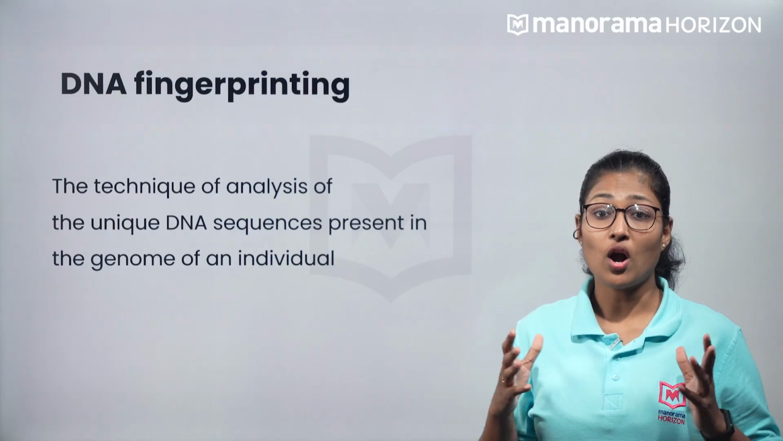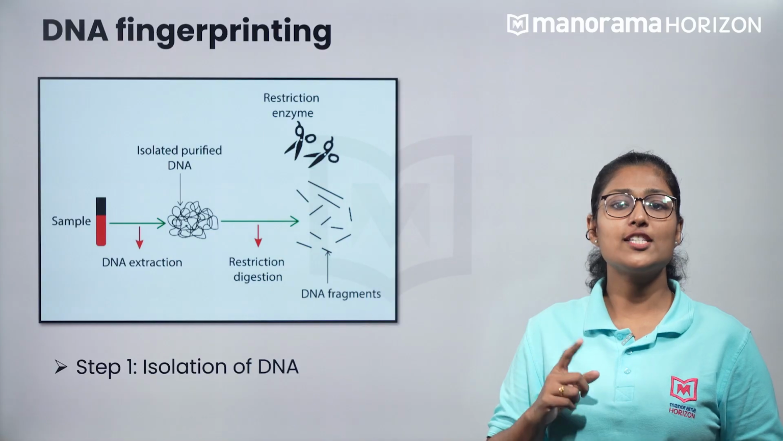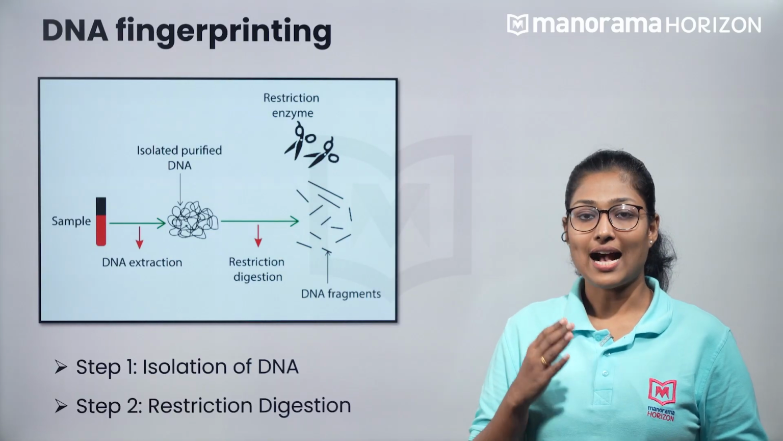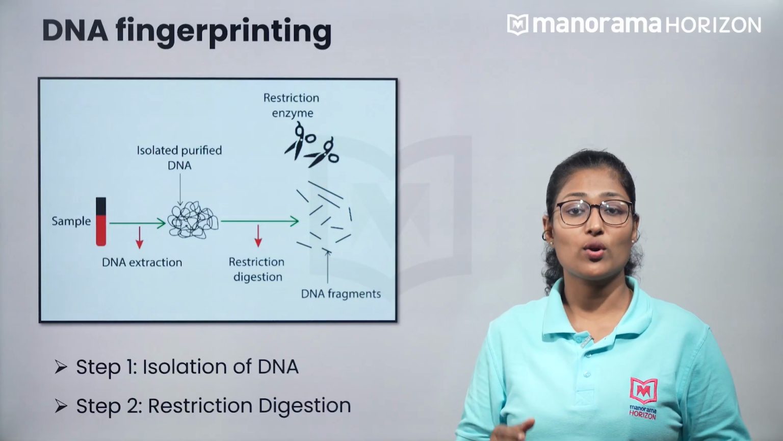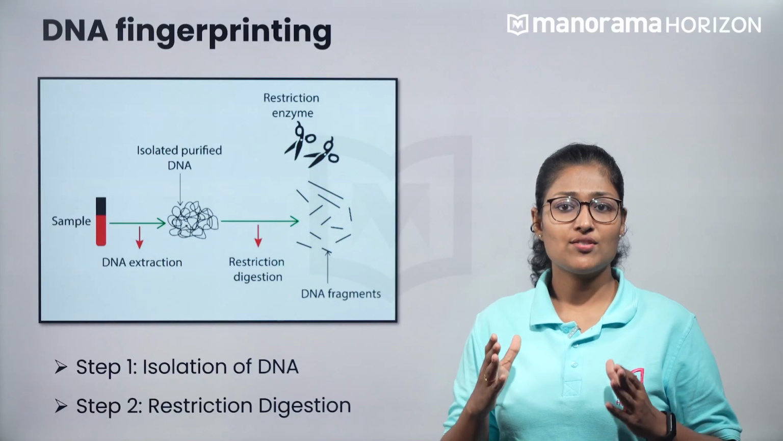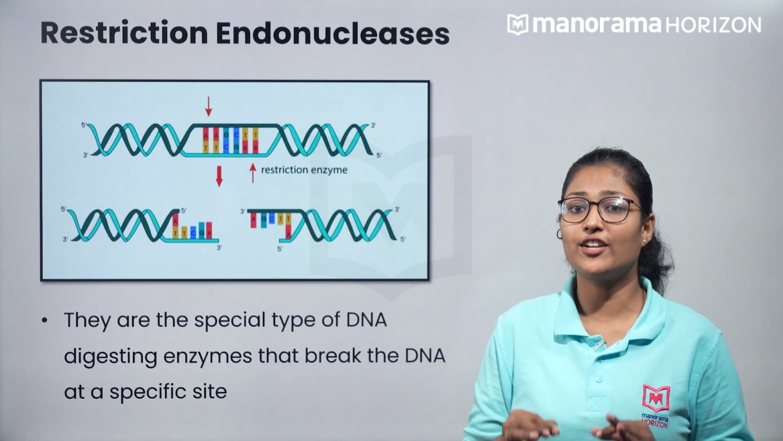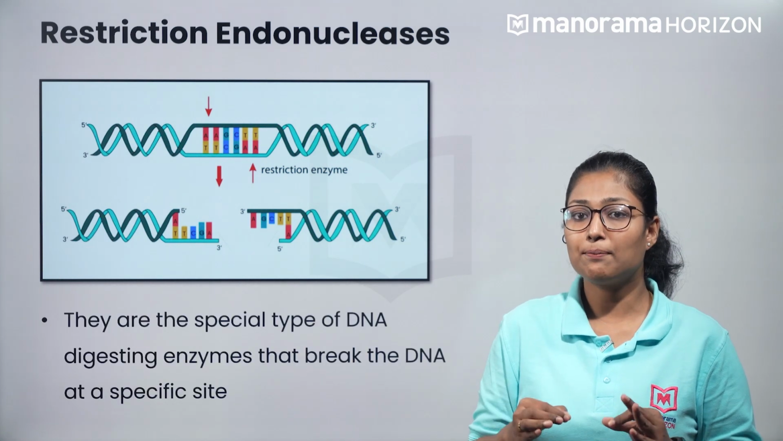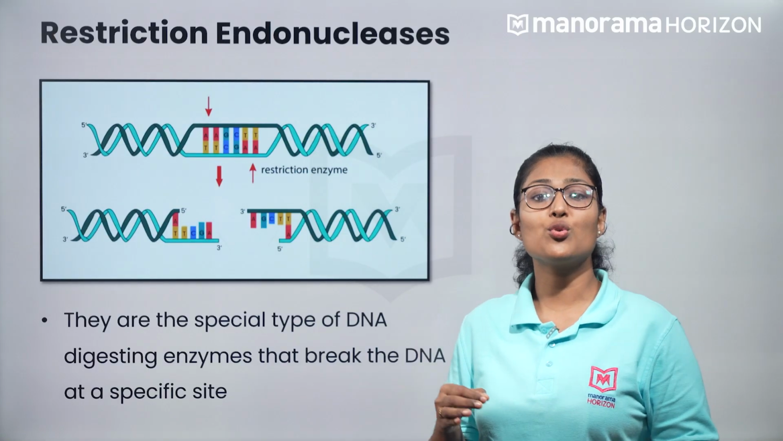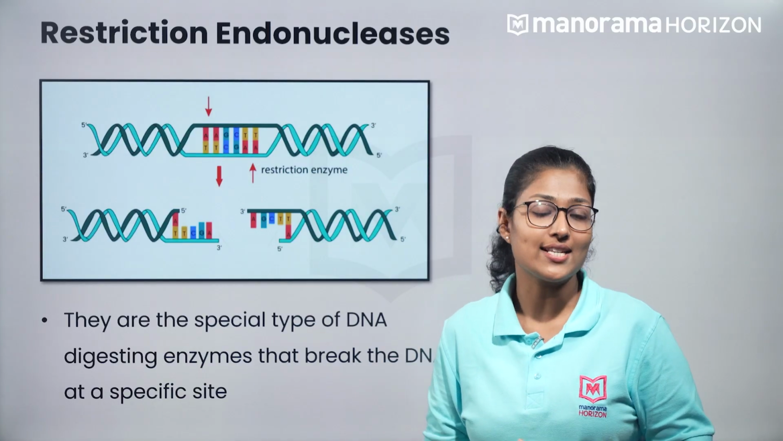You might be thinking about how it works, right? And what are the steps involved in DNA fingerprinting? The first step in DNA fingerprinting is the isolation of DNA to analyze it. The isolated DNA is then broken down into smaller fragments using restriction endonucleases. Restriction endonucleases, and what are they? They are a special type of DNA digesting enzymes that break the DNA at a specific site. Each restriction endonuclease identifies a particular DNA sequence and cleaves the DNA within that sequence.